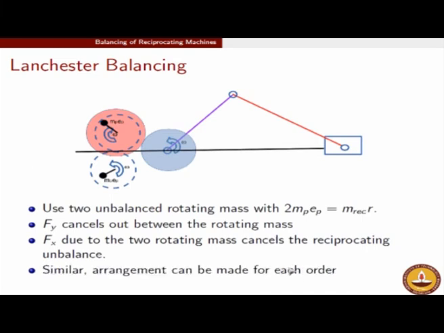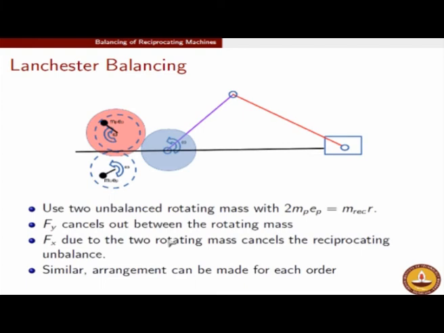Secondary balancing also can be done for the other order. There we have to have just a similar arrangement, but rotating at 2 omega speed, and there we have to take the counter mass, which is m_rec times R times lambda by 8. Just like here MPEP was m_rec R by 2, there we will have m_rec R lambda by 4 by 2, which is lambda by 8. So with that correction we can have a Lanchester balancing where each and every order can be balanced.